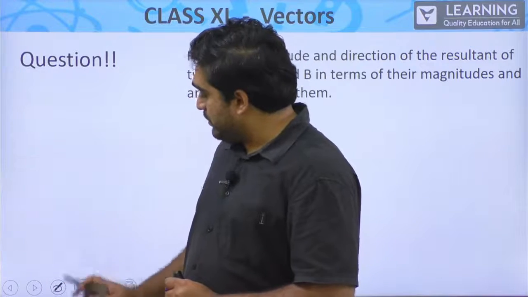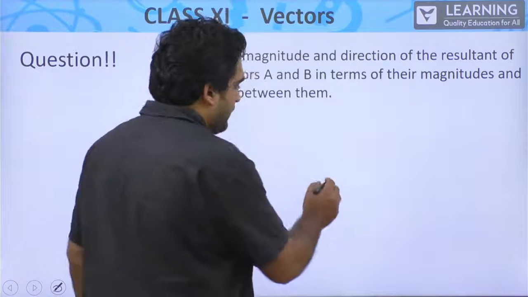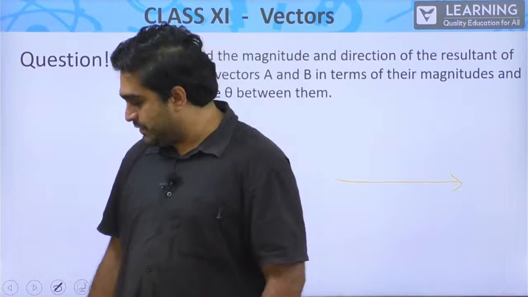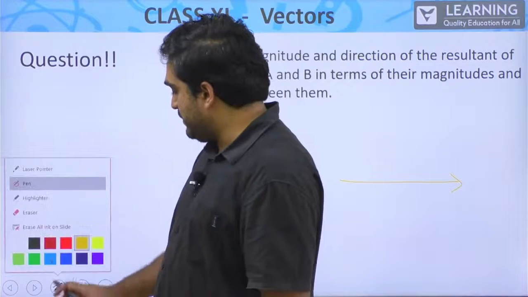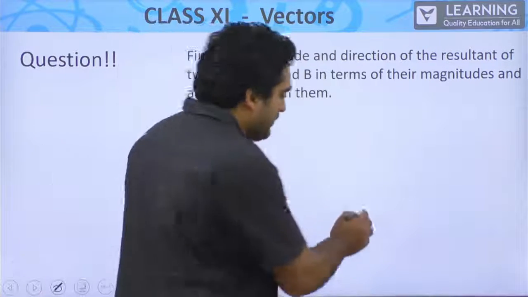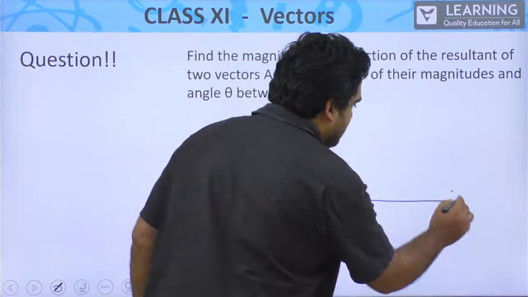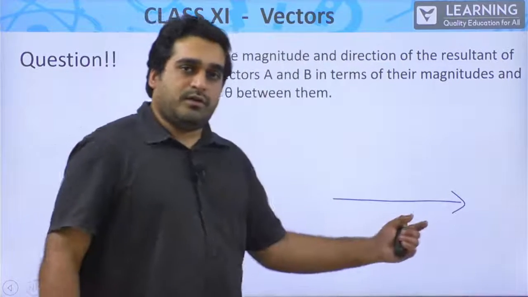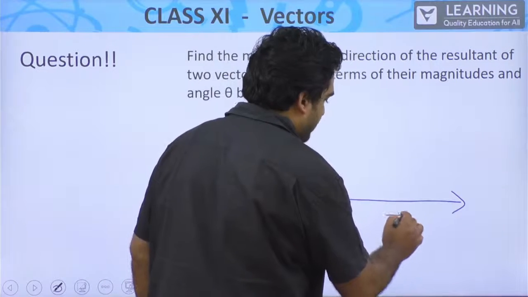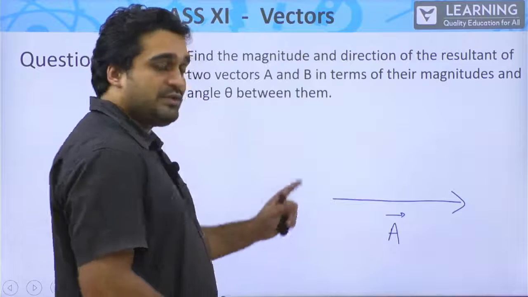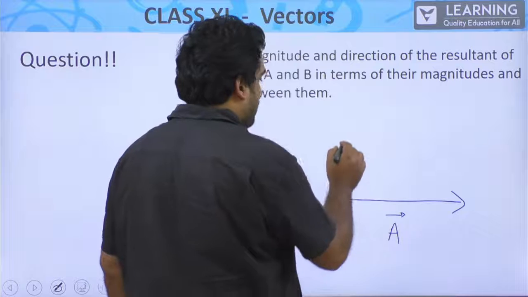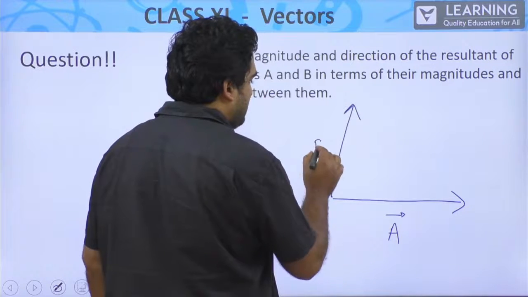Pick a color, orange. All right. I hope this line is visible. Is it visible? No, it's not visible. So let me pick another color. Then I hope this line at least must be visible. Okay, so one vector, let's call this A vector. Now, there's also another vector. Let's call this B vector.